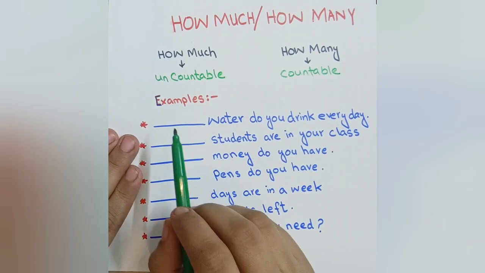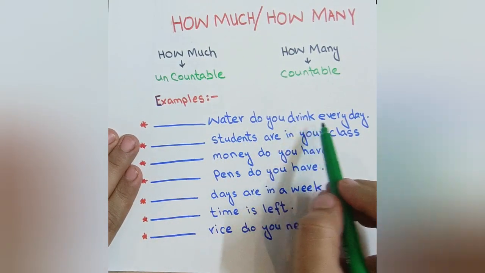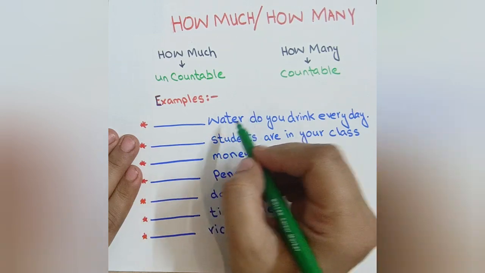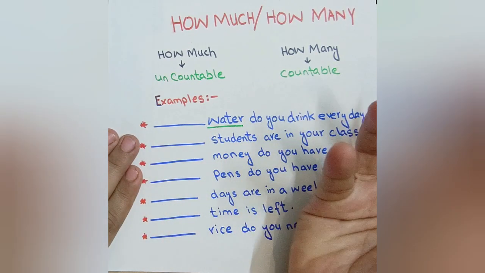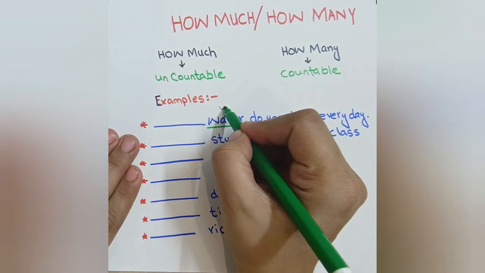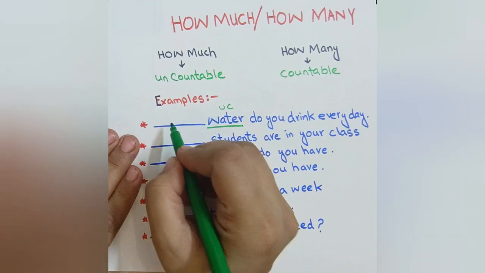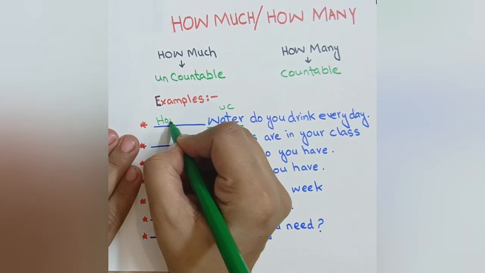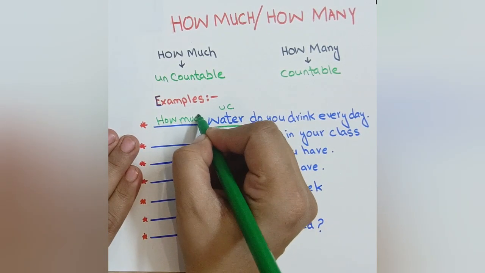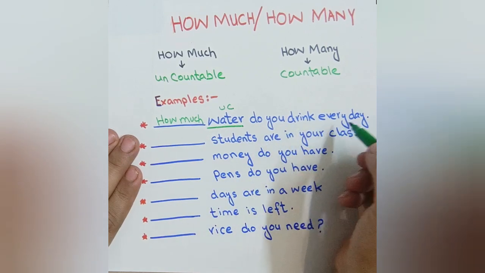The first one is: blank water do you drink every day. The first word is water, so you cannot count water, that is, this is uncountable. So here you will be writing: how much water do you drink every day.